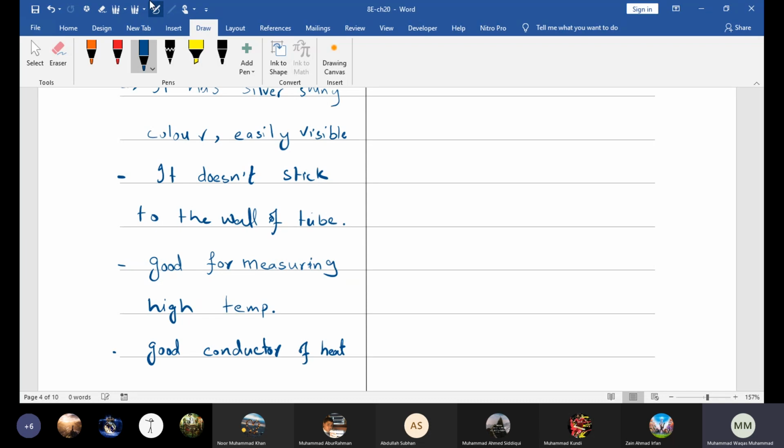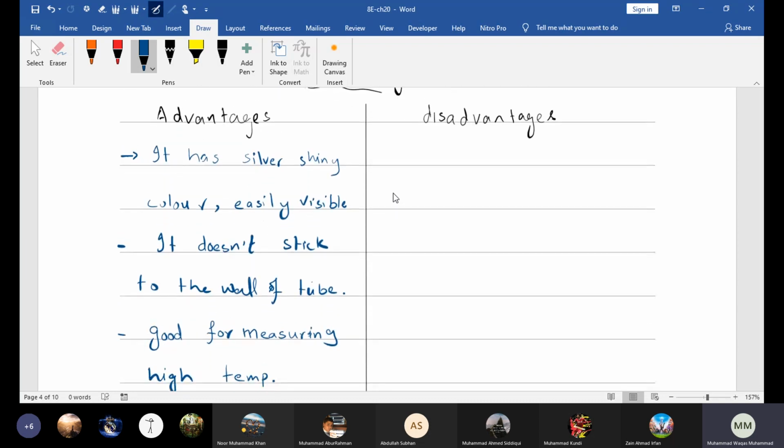Now beta, let's discuss some of the disadvantages, right? One disadvantage of mercury is that its freezing point is quite high. It freezes at minus 39 degrees Celsius. So it's not good for measuring very cold temperatures, not suitable for low Arctic temperatures, right? Got it or not, beta?